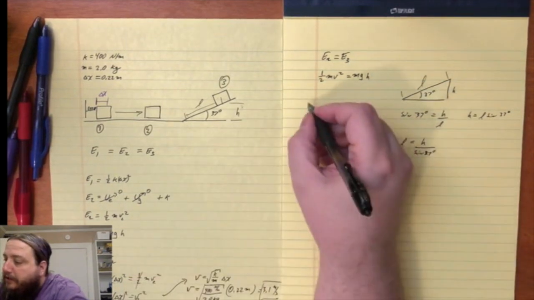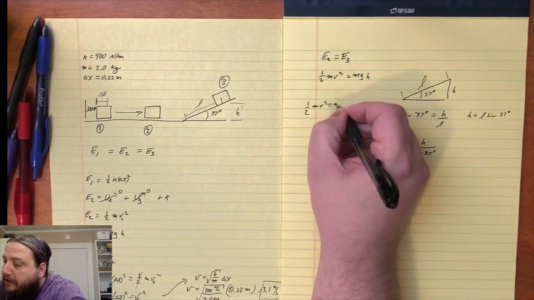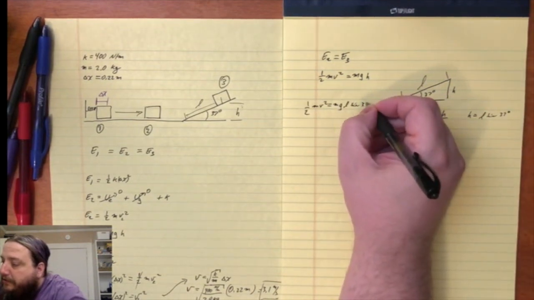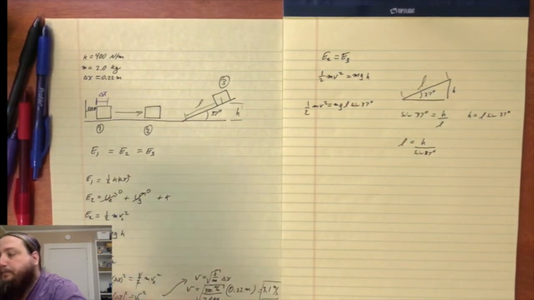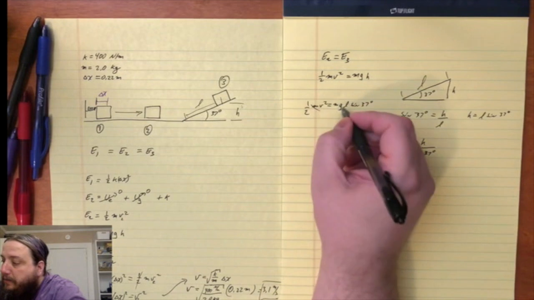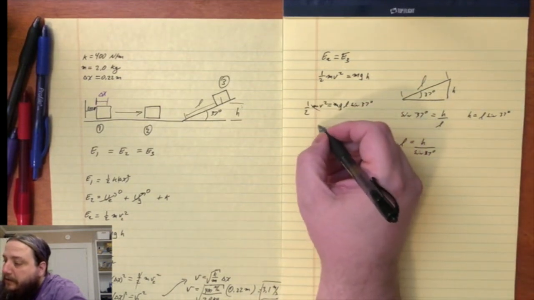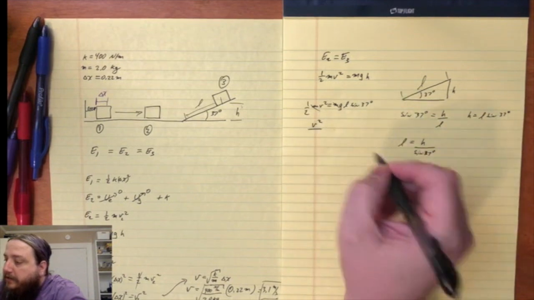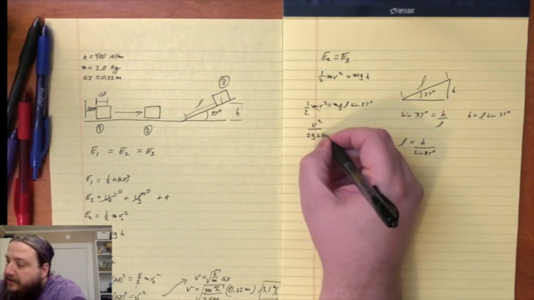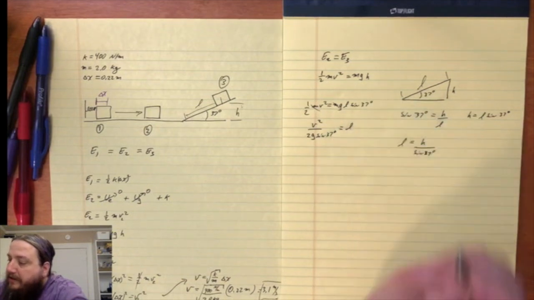And if we plug that in over here, 1/2 mv squared equals mg times L sine of 37 degrees. And we're solving here for L. The masses cancel in this case. So v squared over 2g sine of 37 degrees is our length L.